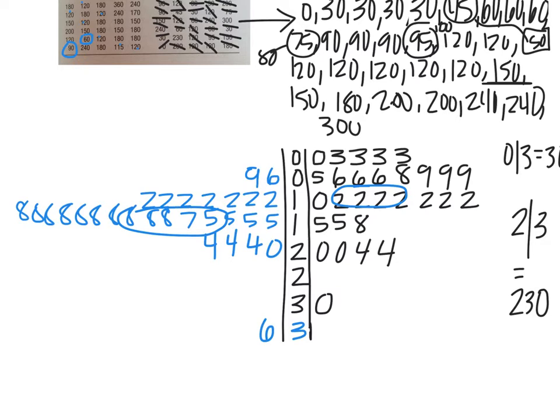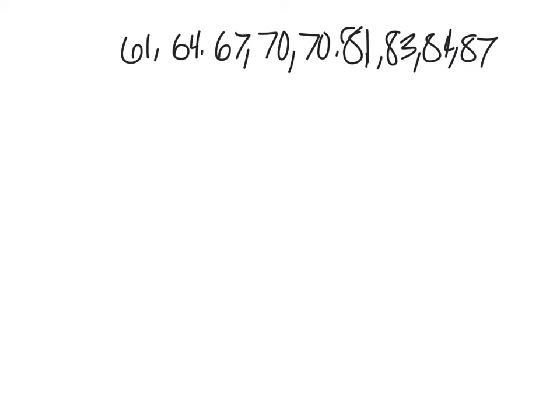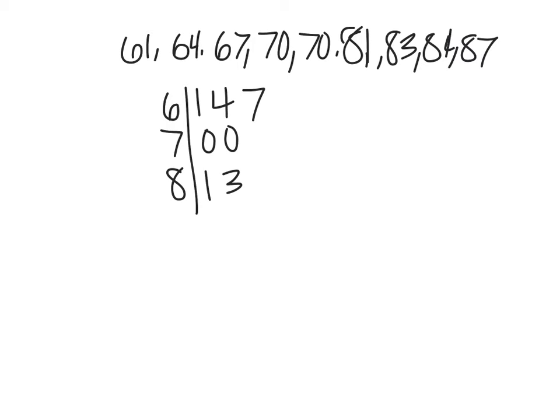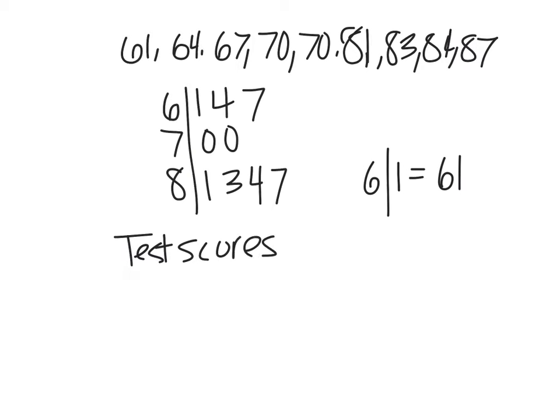This was such a strange stem plot. I think I'm going to add another page and show you a more normal one. All right, let's pretend that I have some test grades here. Obviously, these are not very good. Hopefully, this isn't real life. All of these have 2 digits, and so I would just use the first digit as my stem. So I have 61, 64, 67, and then I had 70, 70, and then 81, 83, 84, and 87. And you always have to have a key, so like 6|1 equals 61, and I would need to have some kind of title like test scores. So honestly, that's a lot more normal of a stem plot.